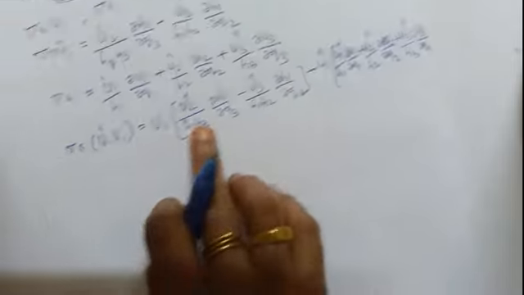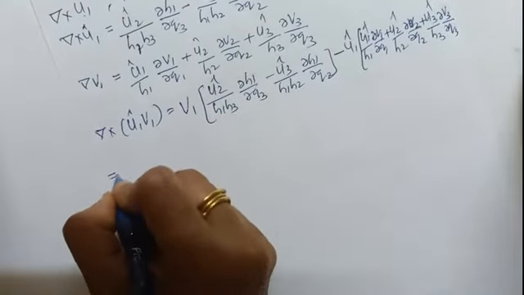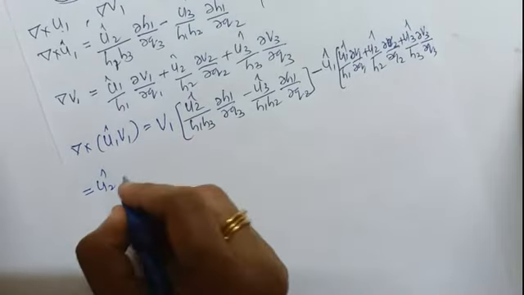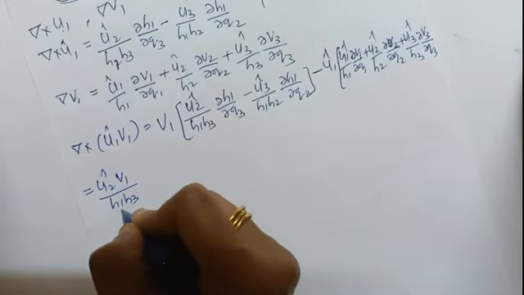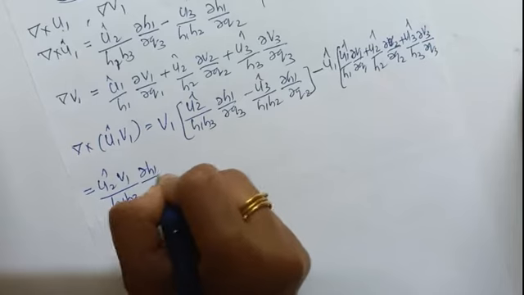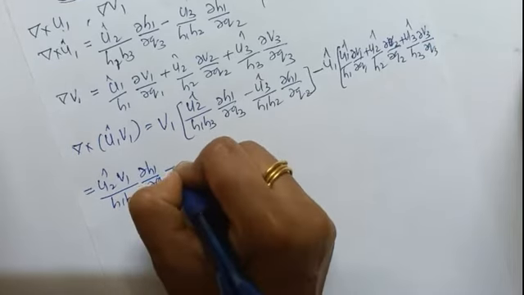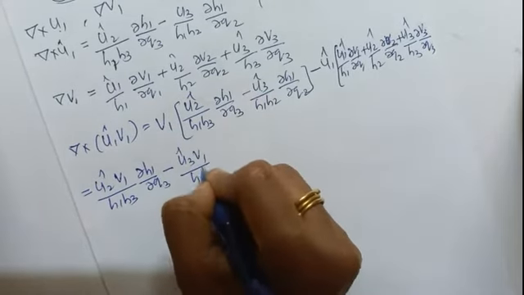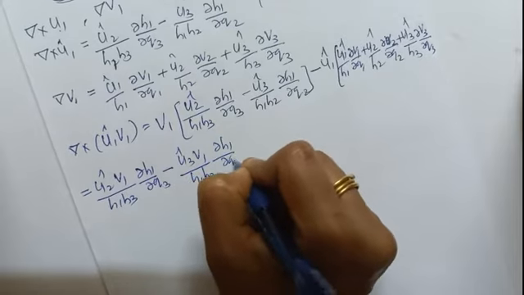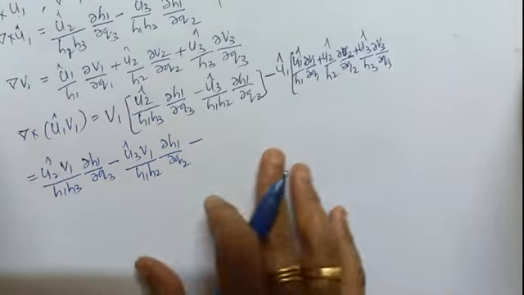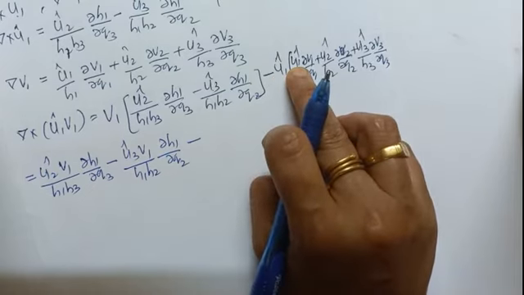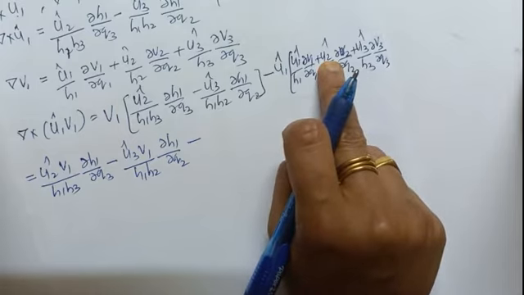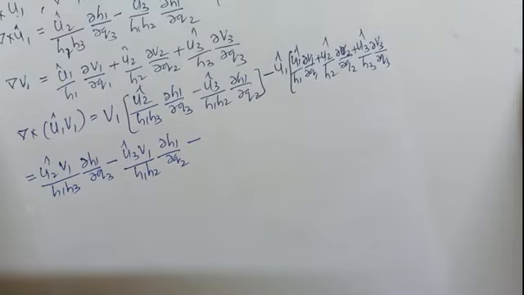Now we are going to open this bracket. When we are opening, what happens? U2, then V1 by H3, then dou H1 by dou Q3 minus, the second term is U3 into V1 by H1 H2 dou H1 by dou Q2 minus. See here what happens, U1 and U1 you will get as 1, but U1 and U2 you will get it as what? You will get it as 0. So I will just rearrange that.